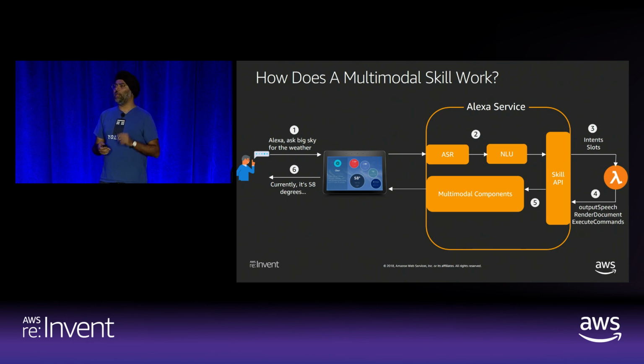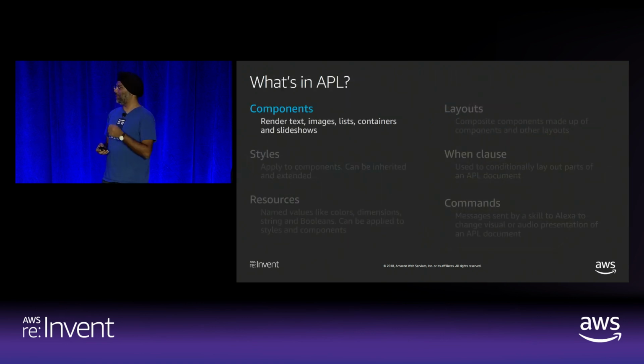That's number 4 there. That gets delivered to the multimodal components, which send it down to the device, and magic happens. Alexa says something, puts a beautiful view of the BigSky on screen, and sometimes a little depressing when it's raining in Oregon. And that's how it works.